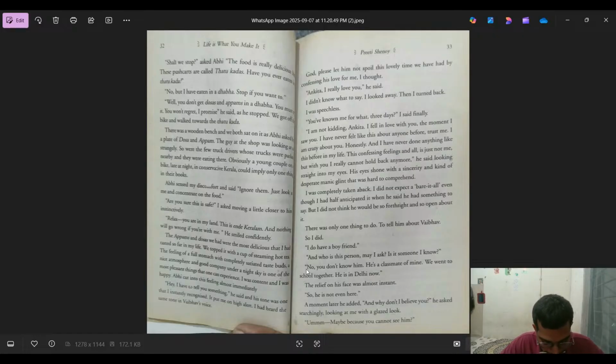The appam and dosa we had were the most delicious that I had tasted so far in my life. We topped it with a cup of steaming hot tea. The feeling of a full stomach with completely satiated taste buds, a nice atmosphere, and good company under a night sky is one of the most pleasant things that one can experience. I was content and I was happy. He cut into these feelings almost immediately.